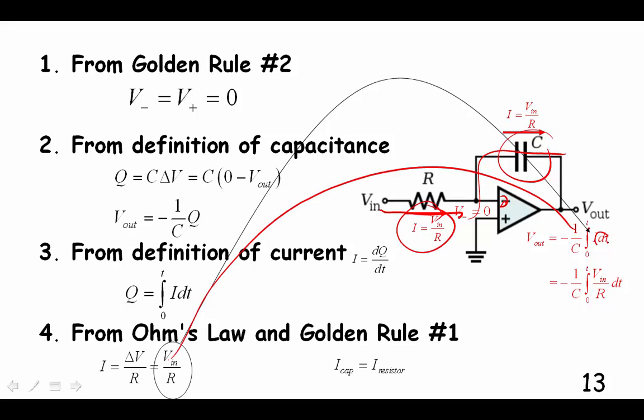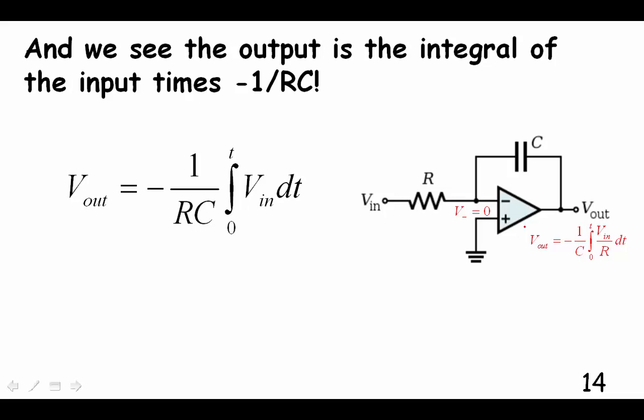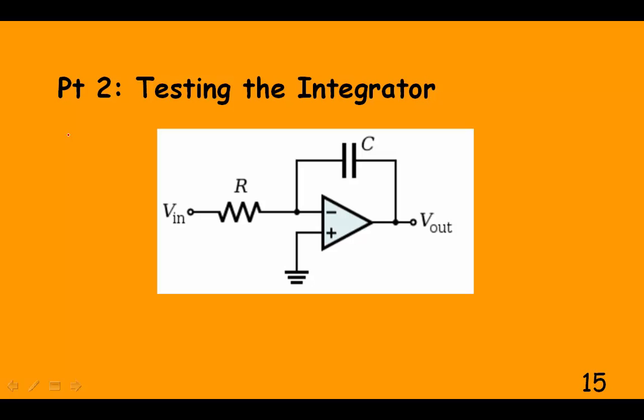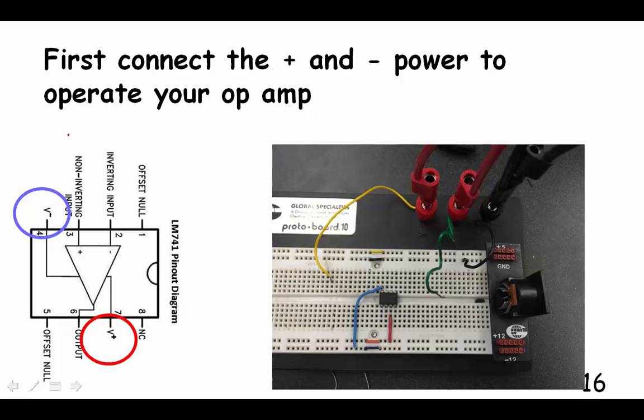Substitute that in for the current that we were integrating for charge, and we get the output voltage for the integrator. And this is the equation that you derived in class. Okay, well, let's test that equation with our laboratory equipment. So first of all, we have to set up our op-amp.